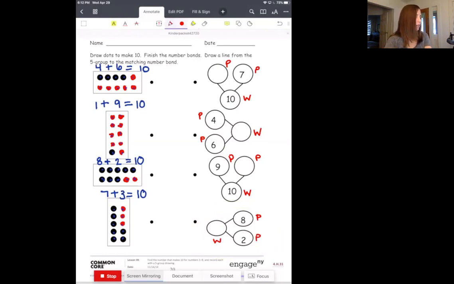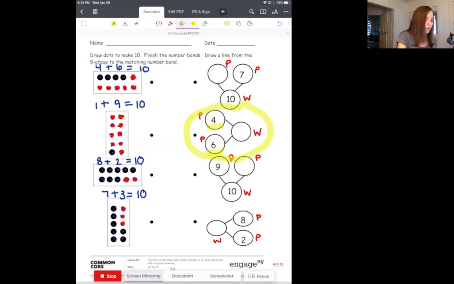Now, let's look at our first problem. So go back over to the domino side, or where you have your dots. Let's look at this first one right here. 4 plus 6 equals 10. We need to draw a line from our group to the matching number bond. So which number bond has a 4 and a 6 in it? Well, now we're gonna look over here. Does this have a 4 and a 6 in it? I don't think so. What about this one? Does this have a 4 and a 6 in it? Yes, it does. I see the 4 and the 6 as the parts.